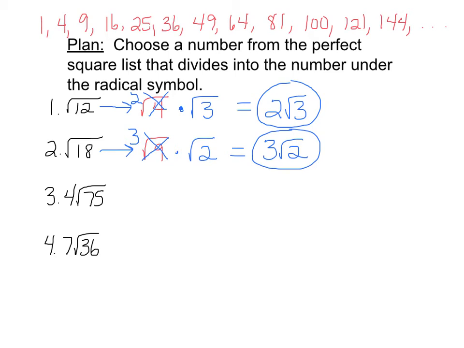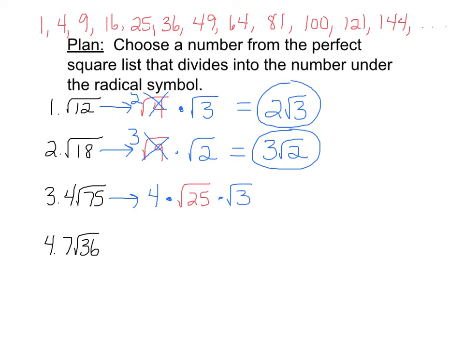Let's try number 3. There's nothing wrong if I have a number that comes before the expression in square root symbols. This is going to be 4 times radical 75. 75 is not in my list, so I have to think of a number in my list that divides evenly into 75. And if we think in terms of money, hopefully 25 comes to mind. So I can rewrite the square root of 75 as the square root of 25 times the square root of 3.